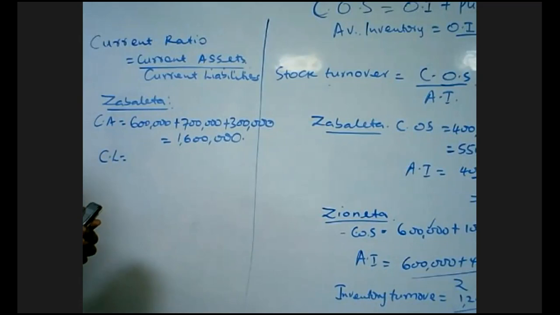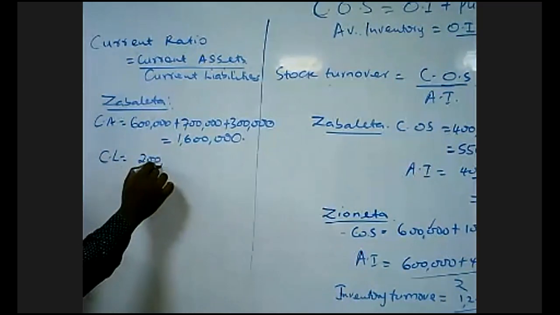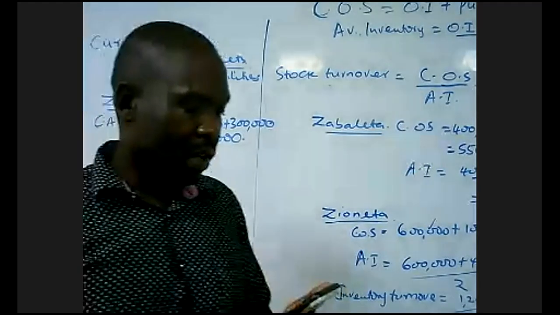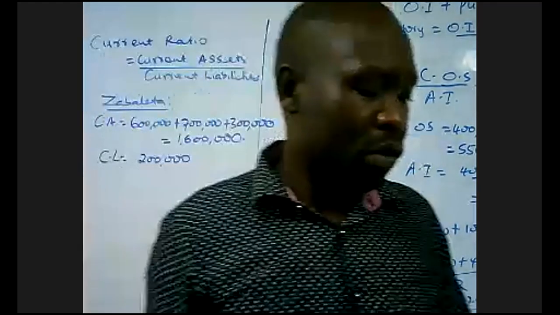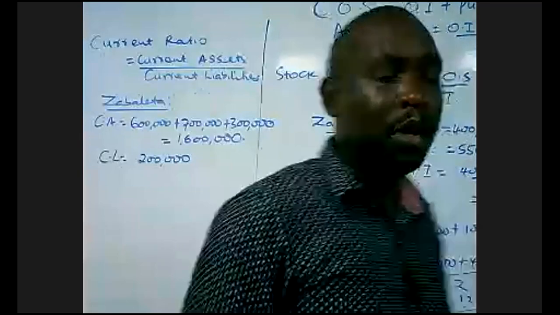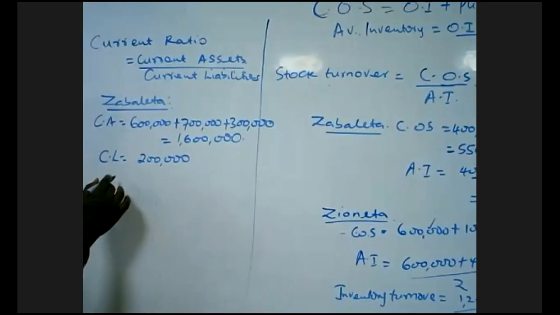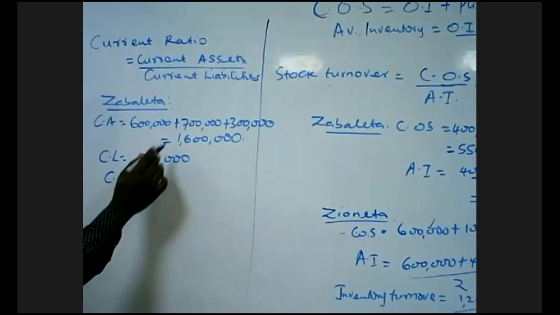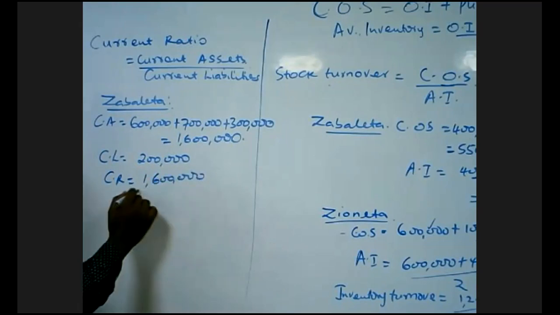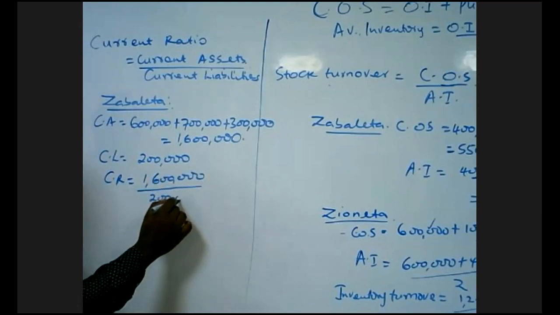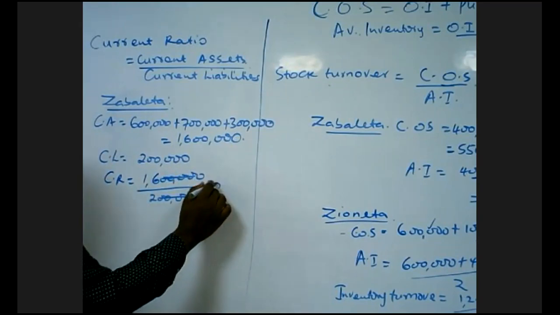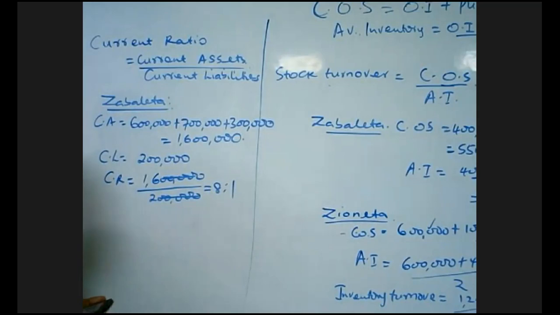Current liabilities, it is only the creditors. Remember that sales is not a liability, purchases is not a liability or an asset. You need to note that. Then, what is going to be the current ratio for Zabareta? Take the current assets, 1,600,000 divided by 200,000. That is going to give you 8. Put there 8 is to 1.